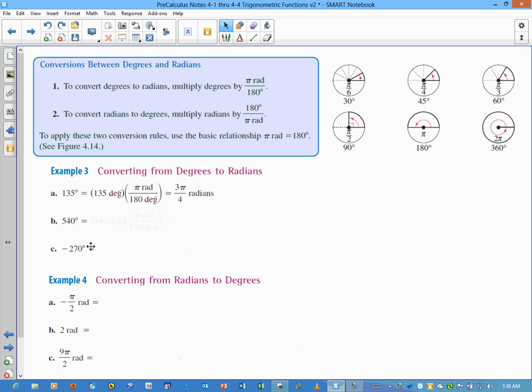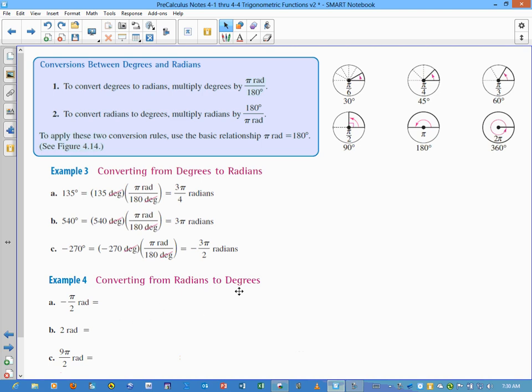With 540, it still works even if your angle is greater than 360. So here our degrees cancel out, and then that can be reduced down to 3 pi radians. And even with a negative sign, the algebra still works the same. Negative sign just comes along for the ride. We want to get rid of the degrees, so the degrees cancel out, and that keeps us, when we simplify, with negative 3 pi over 2 radians.